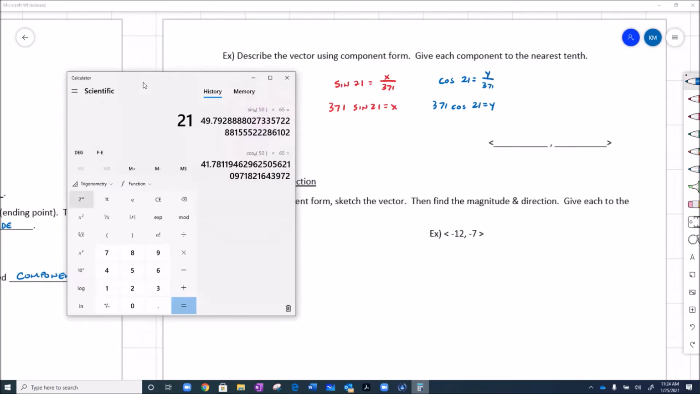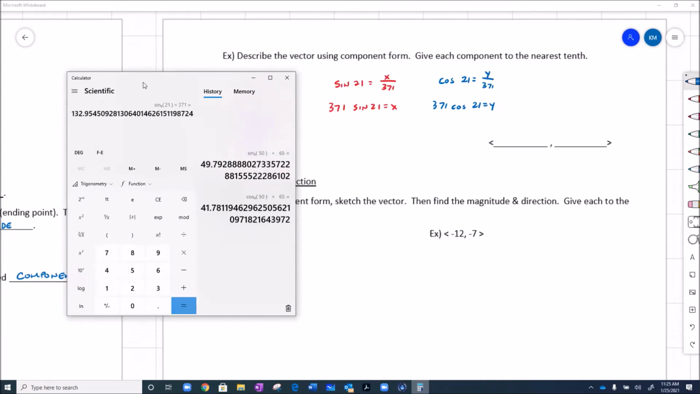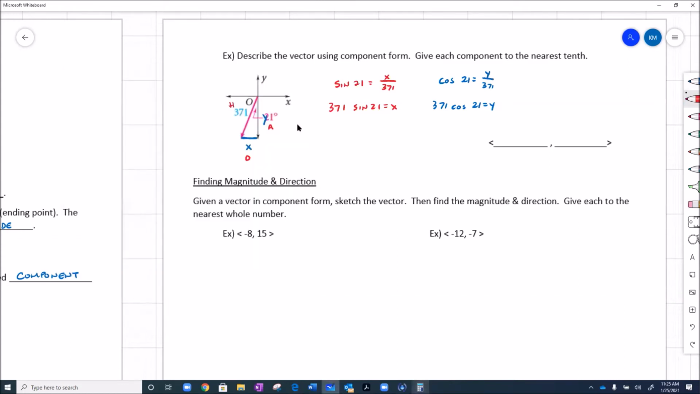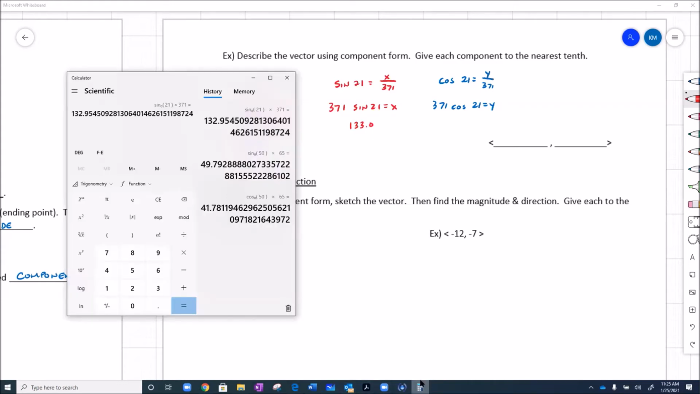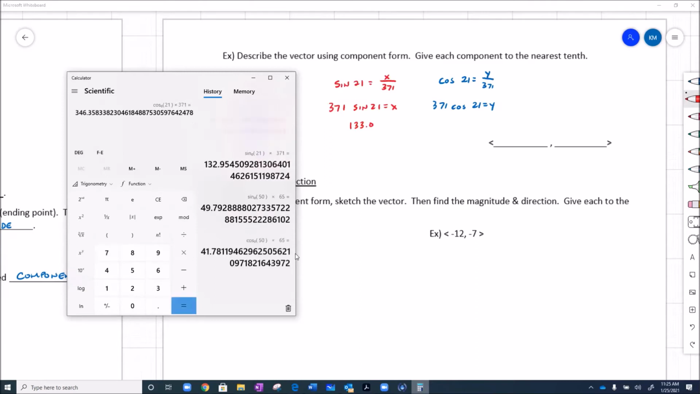Sine 21 times 371. And that gives me 132.95. So I'll say 133. And then back to it. 21 cosine times 371 gives me 346.35 or 346.4.